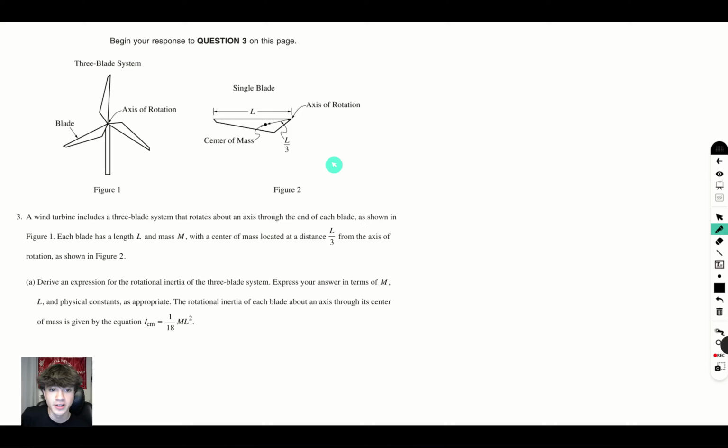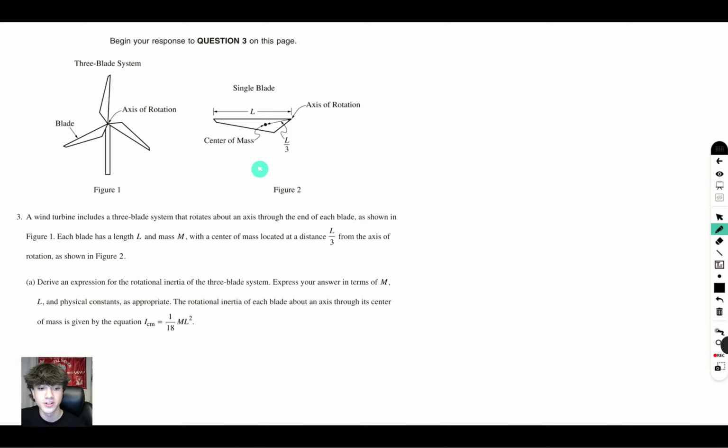A wind turbine includes a 3-blade system that rotates about an axis through the end of each blade, as shown in figure 1. Each blade has a length of L and a mass m, with the center of mass located at a distance L over 3 from the axis of rotation, as shown in figure 2. And part A is asking us to find the inertia of the entire system.